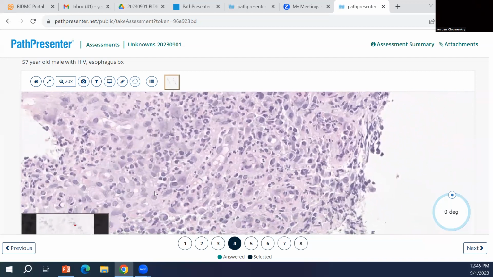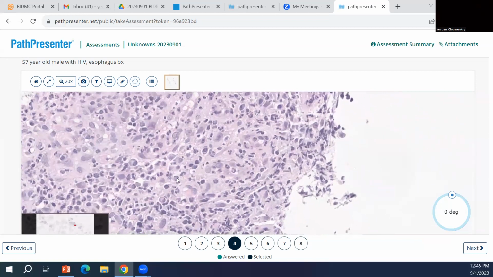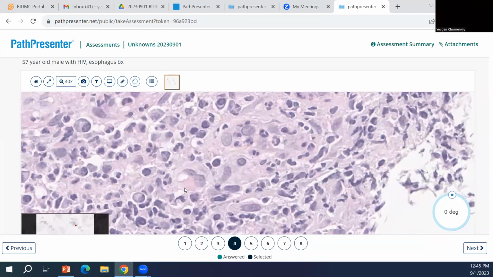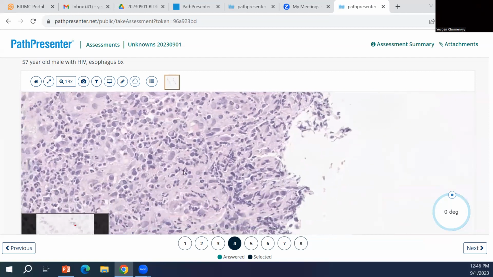The other thing it brought to mind is Joel Greenson, who's a very well-known GI pathologist from Ann Arbor, used to say that if you see a lot of histiocytes, you should think of CMV in the esophagus. Yeah, not very characteristic. You don't happen to have the immunostain, do you? No.